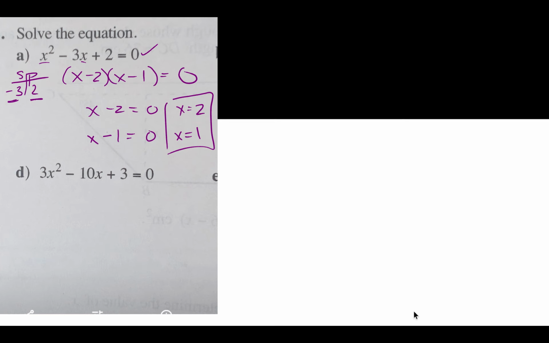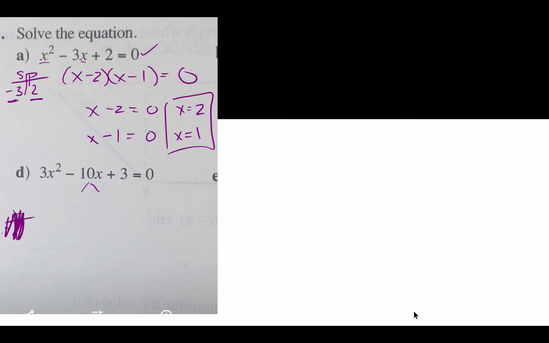If I look at the next one, similar idea. Before I go to factor, I want to take out a common factor. Actually, there is no common factor. I'm going to have to do this by decomposition. So factoring by decomposition, that's where you break up that middle term. So we're still looking at sum and product. So we want two numbers that will add to the middle number, -10.